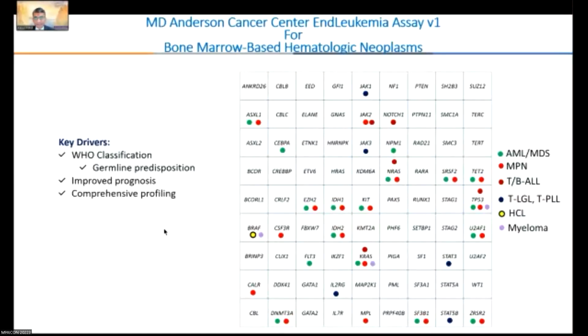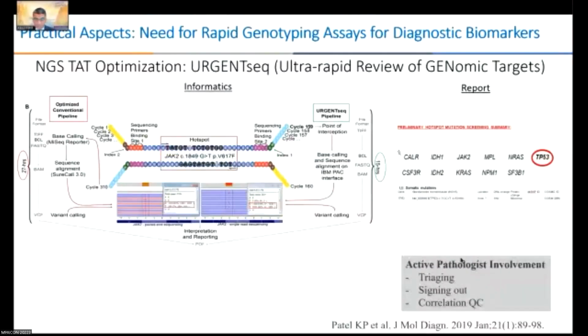In terms of the practical application of these types of recommendations, we now recognize, and we've seen, the need for this type of integrated approach. This is showing an 81 gene panel that we use at MD Anderson Cancer Center. And you can see how different biomarkers are carefully selected here that would cover a variety of these different conditions that affect the bone marrow and can support the WHO classification.